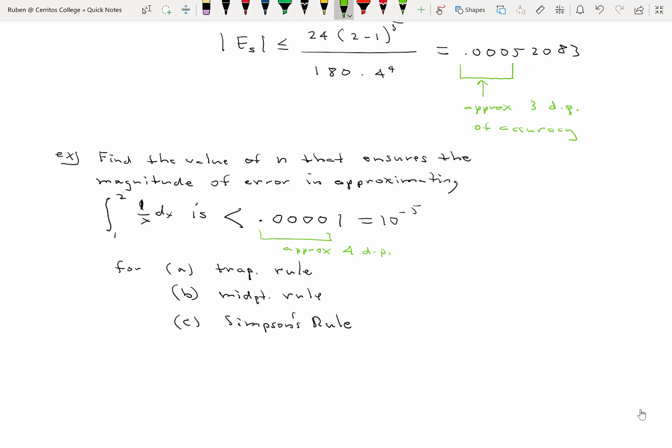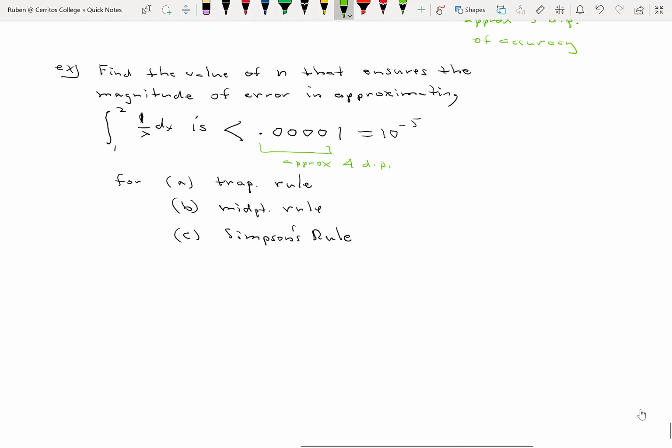Okay, so I'm not looking at the actual estimation of the integral. I just want to know how big n should be so I get this kind of accuracy. So I want to see how big n should be for trapezoid rule, for midpoint rule, and for Simpson's rule. And we get very surprising results. So let's do this.